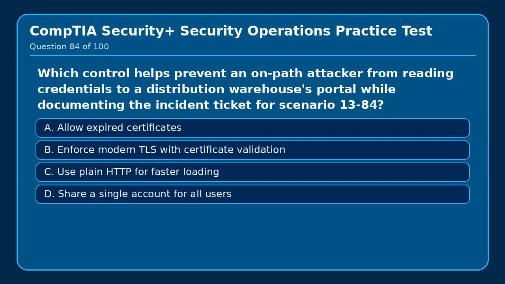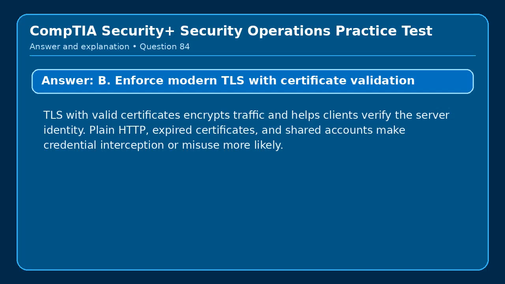Question 87. A user at a school district joins a fake Wi-Fi network imitating the office SSID. Which attack is most likely during a service reliability review for scenario 13 to 87? A. Logic bomb. B. Directory traversal. C. Blue team exercise. D. Evil twin. Take a moment to choose your answer.